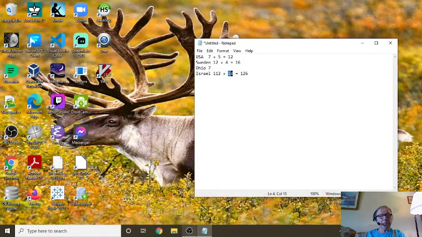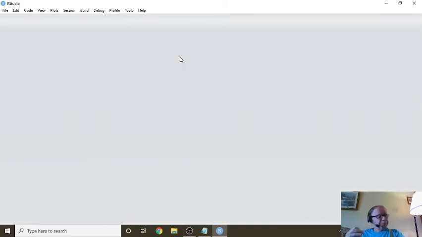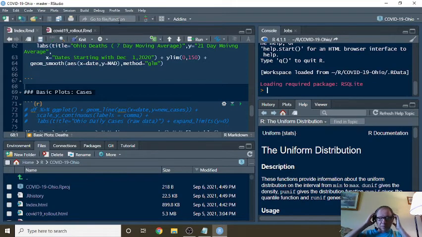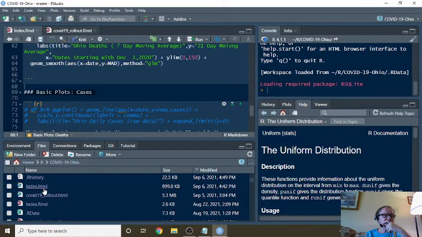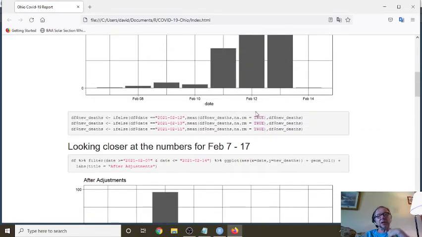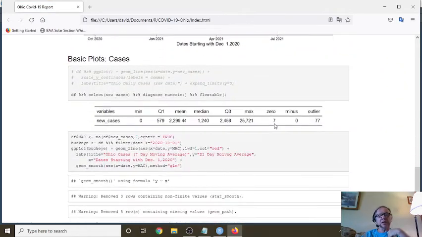I just closed R for some reason or other. And we were looking at the state of Ohio. So we're back to cases again. We've already looked at deaths, right? Cases.